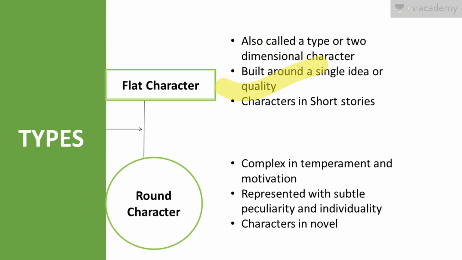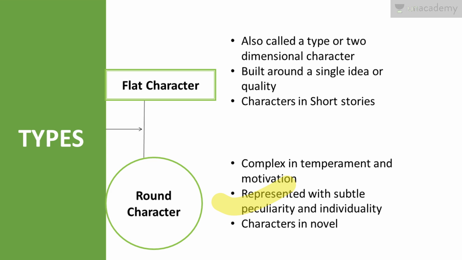Round characters are, on the other hand, complex in temperament and motivation, and they are represented with subtle peculiarity and individuality because a lot of thought is put into creating these characters. They don't just revolve around a single idea or a single belief. There's more to these characters. And usually the characters of novels are round characters, at least the protagonist and the antagonist.